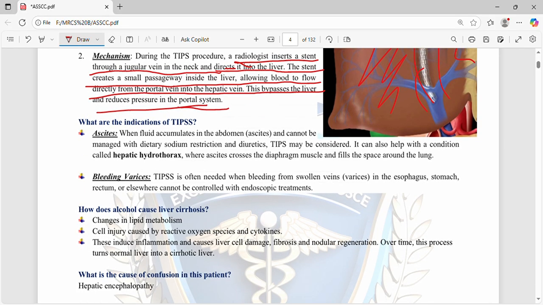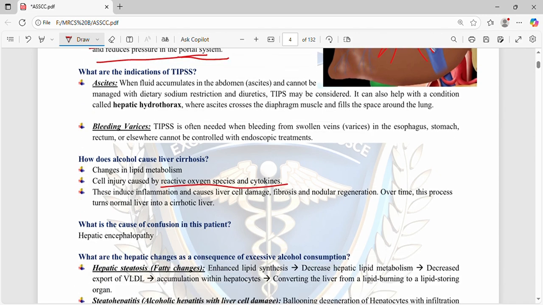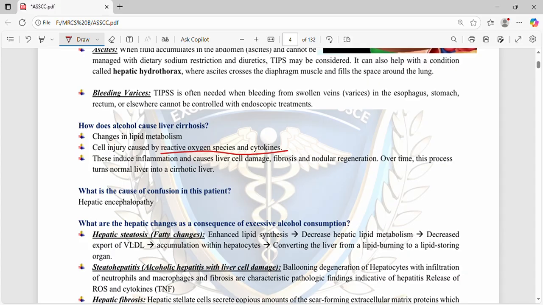How does alcohol cause liver cirrhosis? Alcohol causes a change in lipid metabolism, so lipid accumulation occurs in the hepatocytes. This leads to hepatocyte damage because it will produce reactive oxygen species and cytokines. This induces inflammation and causes liver cell damage, fibrosis, and nodular regeneration. Over time, the process turns a normal liver into a cirrhotic liver. What is the cause of confusion in this patient? Hepatic encephalopathy.